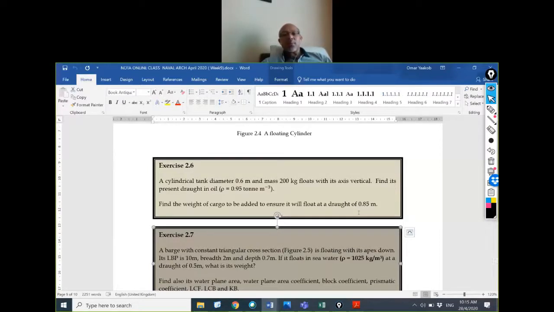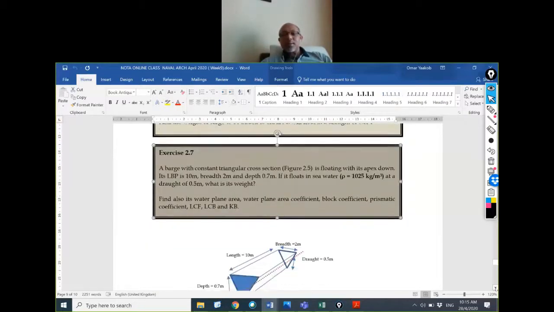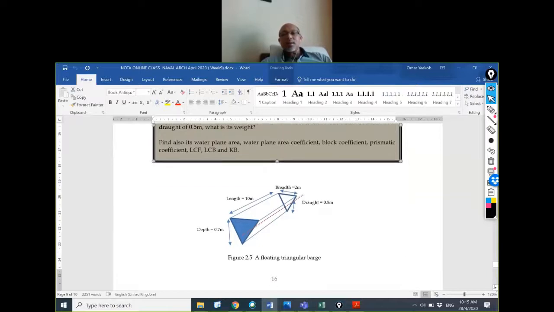And exercise 2.7 is a bit more complicated because it is a rectangular shape. It's like a ship, but it's a rectangular shape, with a constant cross section from here to the end. So we need to calculate the immersed underwater volume only, where the red dotted line is the draft. We need to know the breadth here, so that we can calculate this area and multiply by the length, so we get the volume.